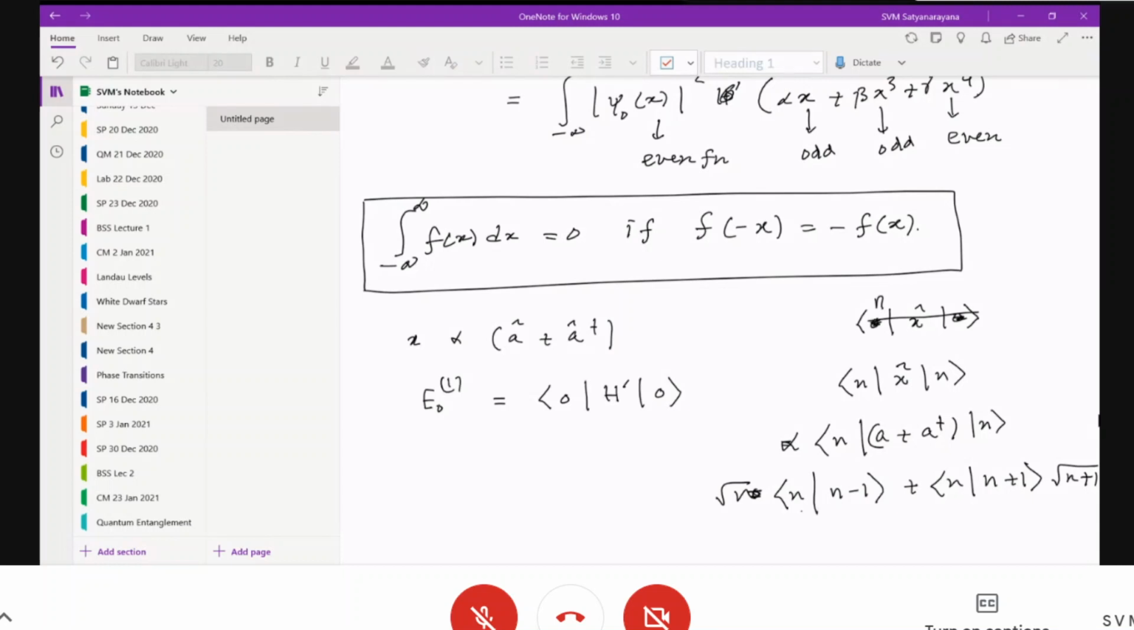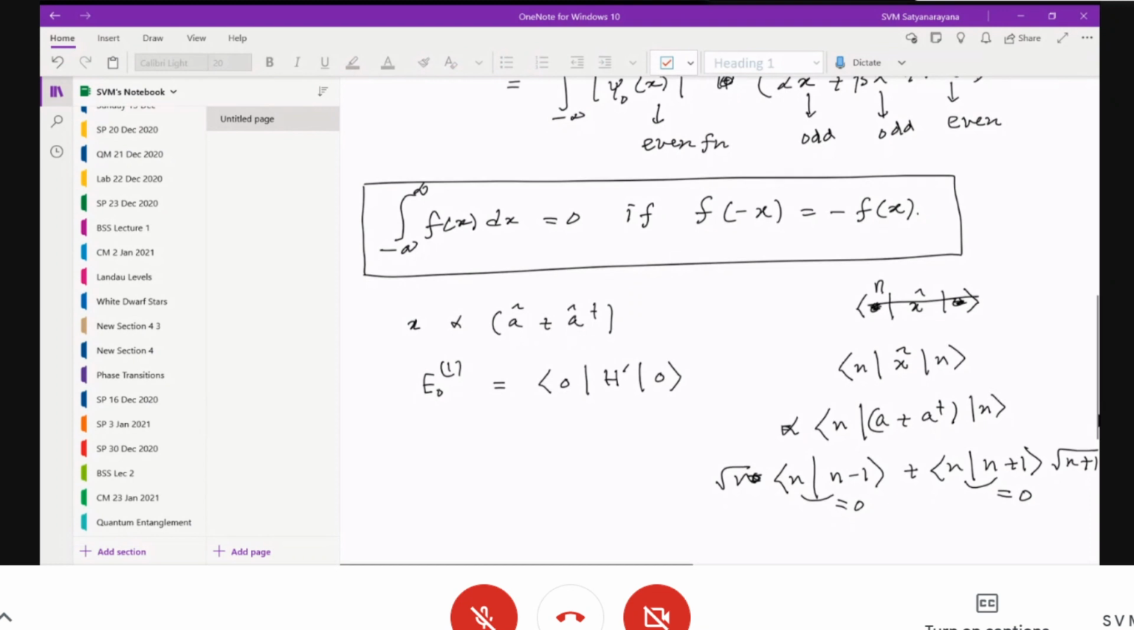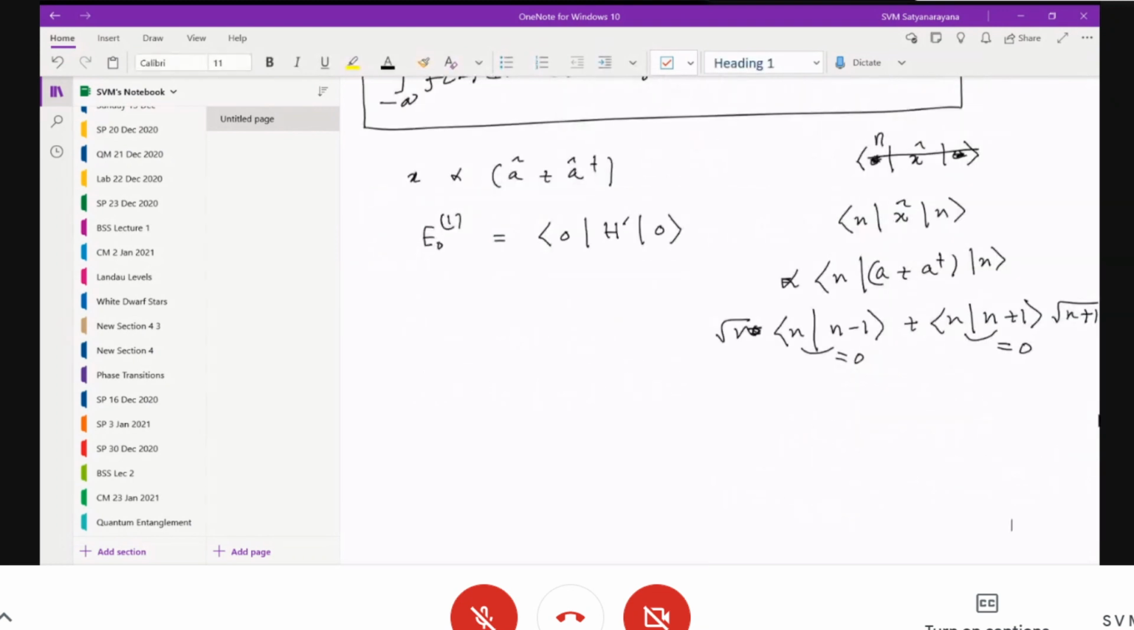These are orthogonal states. So n with n minus 1 is 0, and n with n plus 1 is also 0. And hence this will be 0. So this is true for all n: the expectation value of the x operator is equal to 0. Whatever the state, this is 0.